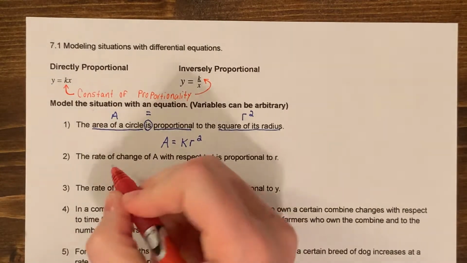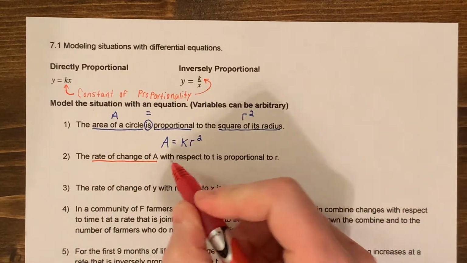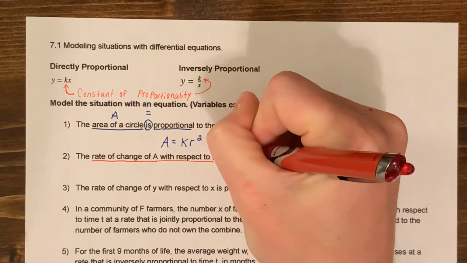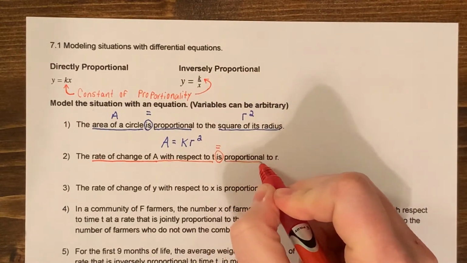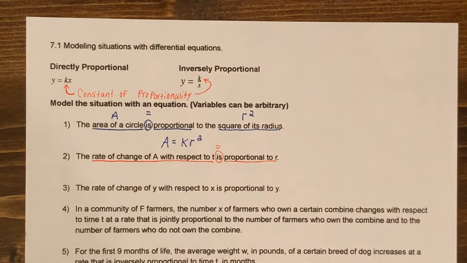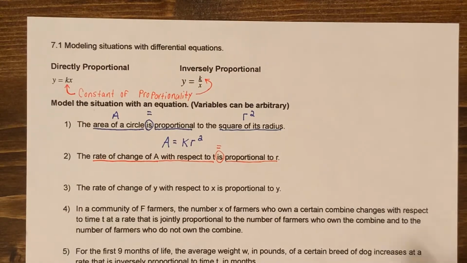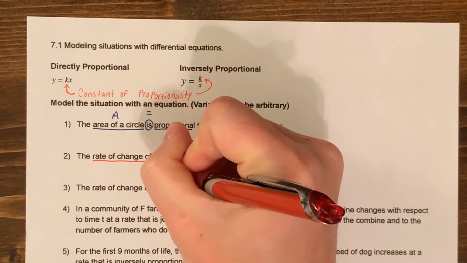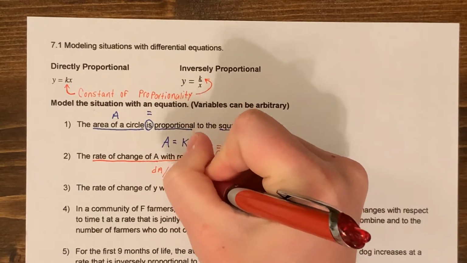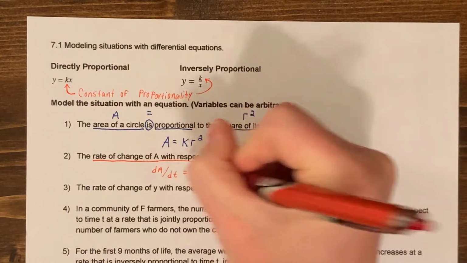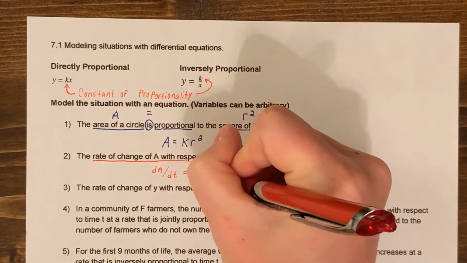All right, so the next one, the rate of change of A with respect to t is proportional to r. Okay, so the rate of change of A with respect to t. So rate of change, we're talking about a rate, and that is going to imply that we're using dx/dt, dr/dt, d whatever. So we're taking derivatives, they go with rate. So the rate of change of A is going to be dA/dt, because it's with respect to t, and that is proportional to r. So we're going to say k times r.